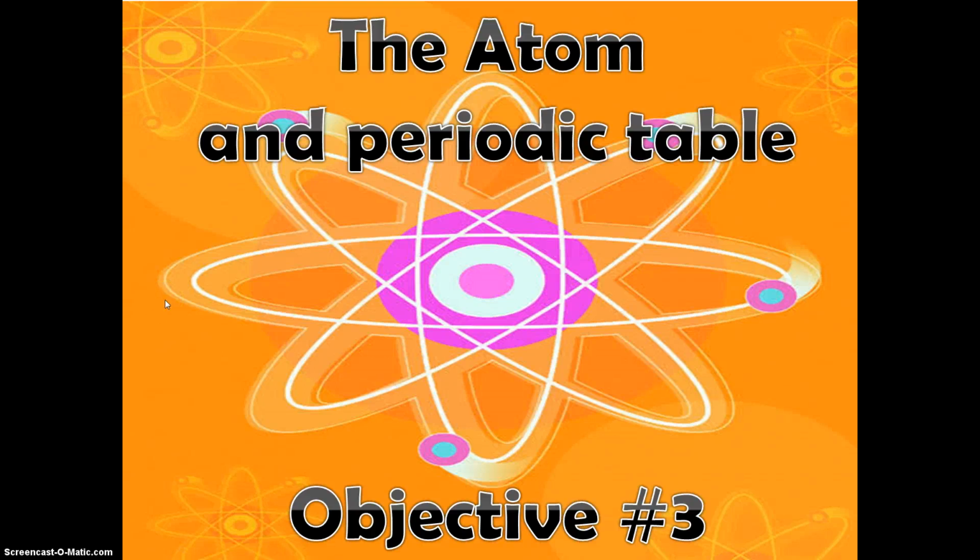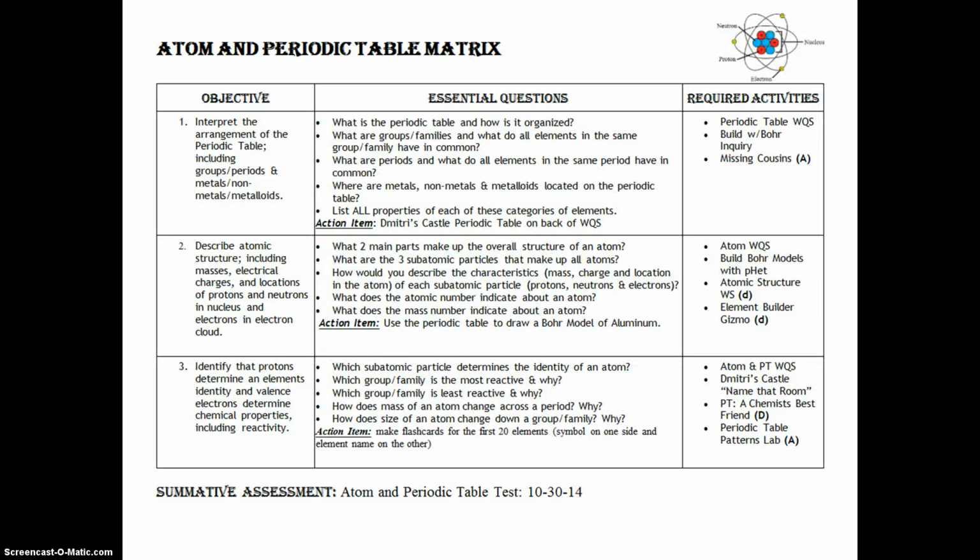Welcome to our final edition of the atom and periodic table, objective number 3. If you have your matrix, you probably want to get that out because you have these questions down here at the bottom. We're focusing on this row at the bottom here. You're going to answer these essential questions. And of course, here's our objective.